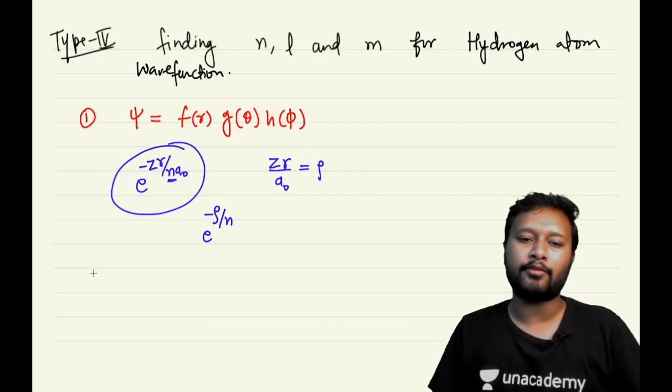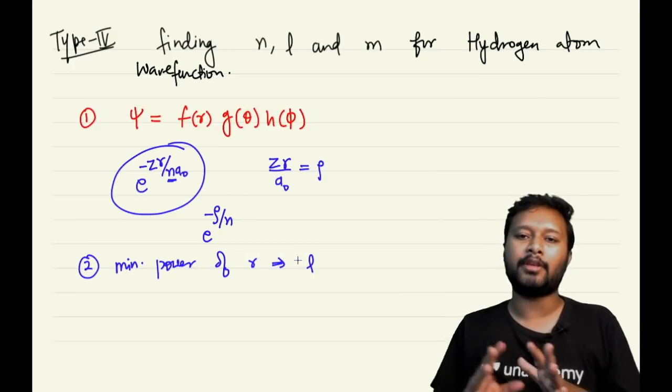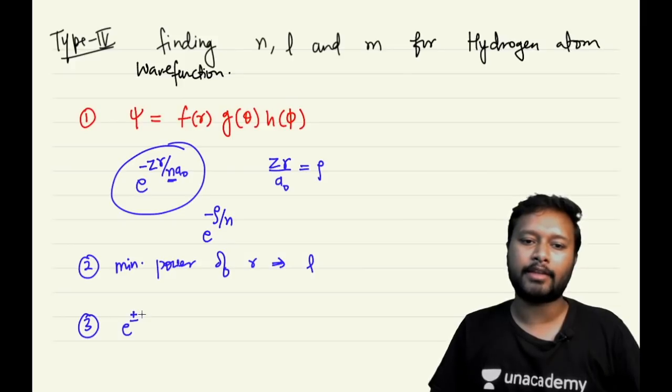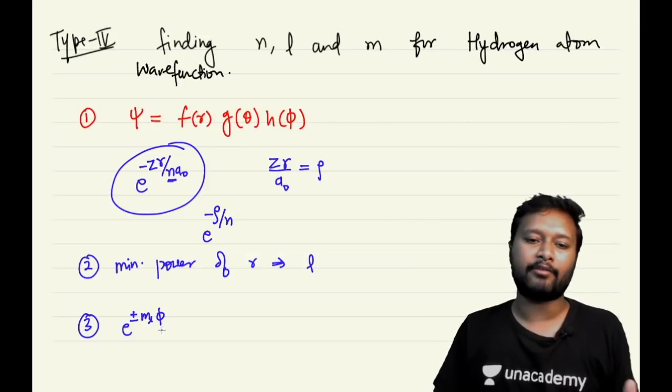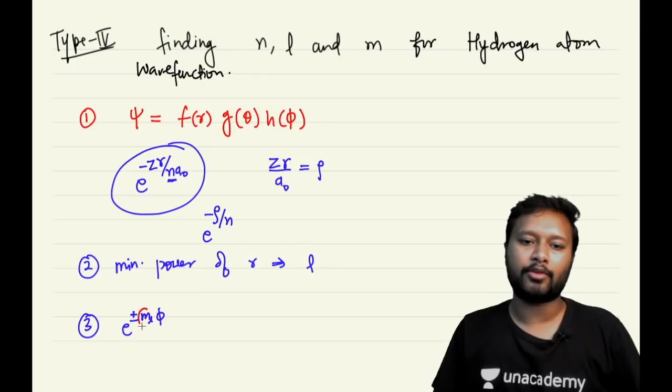For L, the second thing you have to see is the minimum power of r. That is going to be equal to the value of L. So the value of L will be the minimum power of r. And the third thing is, you have to look for e to the power plus minus i m_l phi. Whatever the coefficient of phi in the e to the power is, that is going to give you the value of m_l.